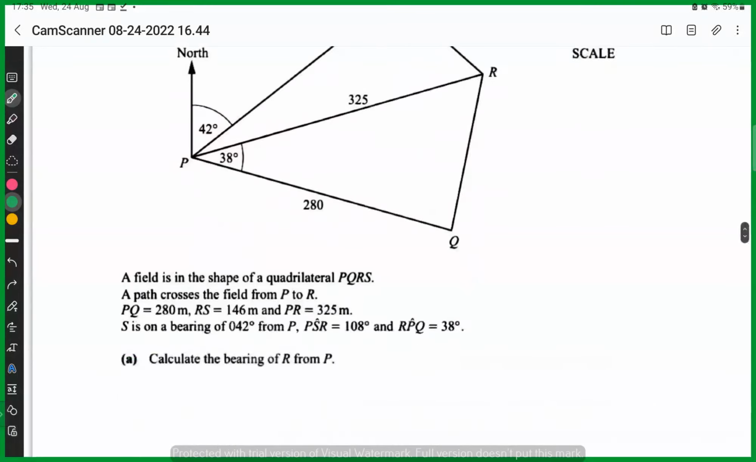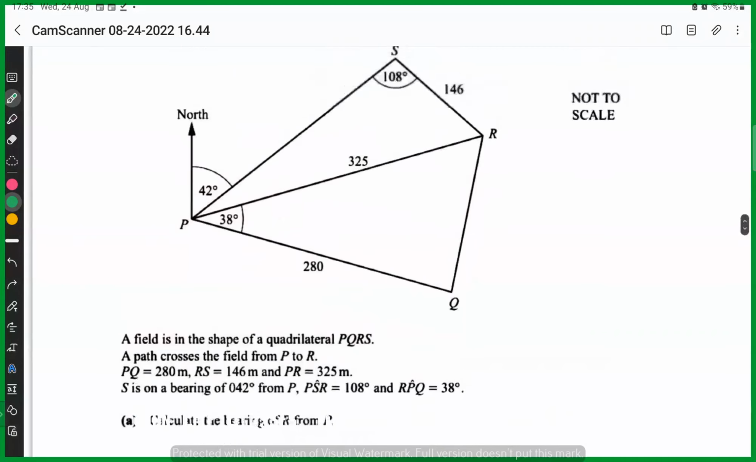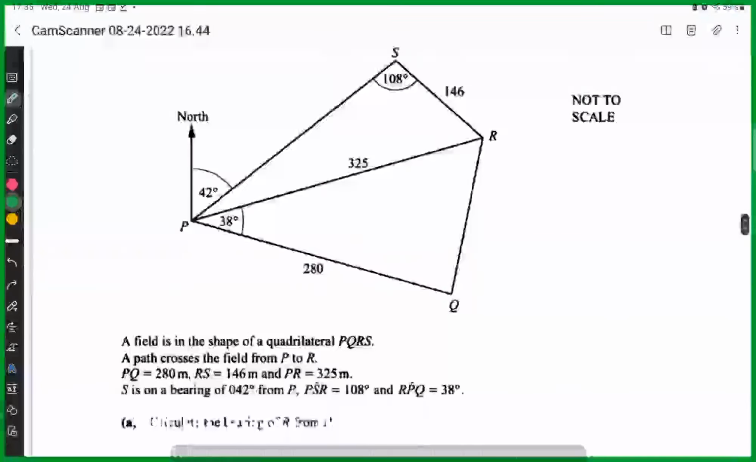Okay, it says calculate the bearing of R from P. So the bearing of R from P. P is the word. Now you need to make north on P. Where is P? This is P. And the examiner has already made the north on P. So either the north would be given or you would have to make it. The north is there already.